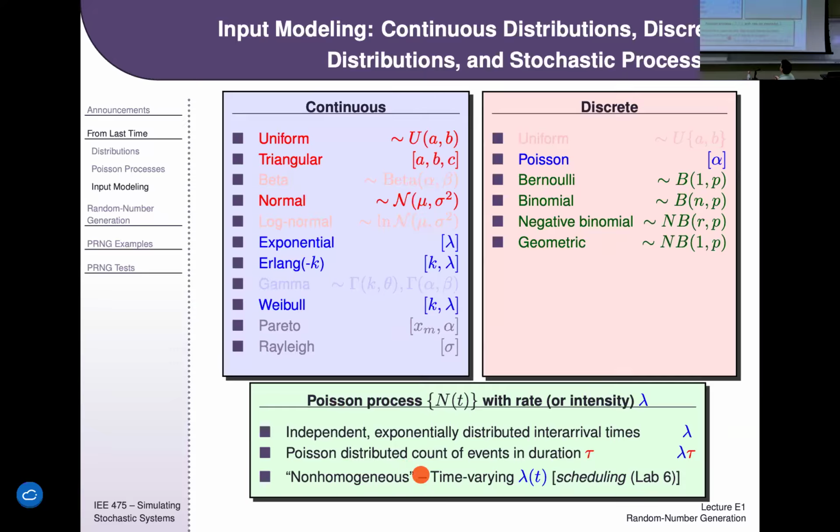And then the Poisson process, because we're dealing with dynamic systems, is our way of modeling how random variables can change over time as well. So those two things together are our big blocks that we use to build our input models. All right, so that's our review from last time. Any questions?